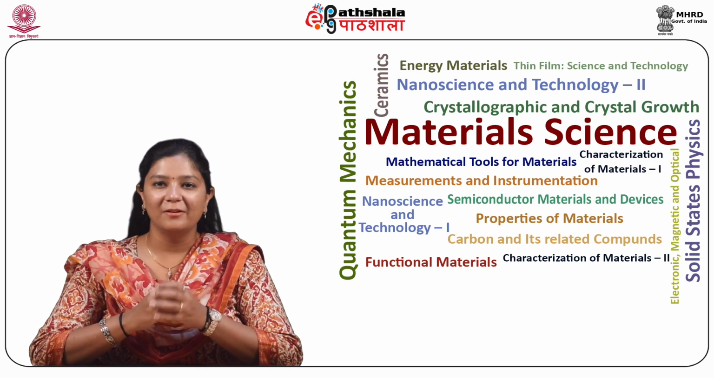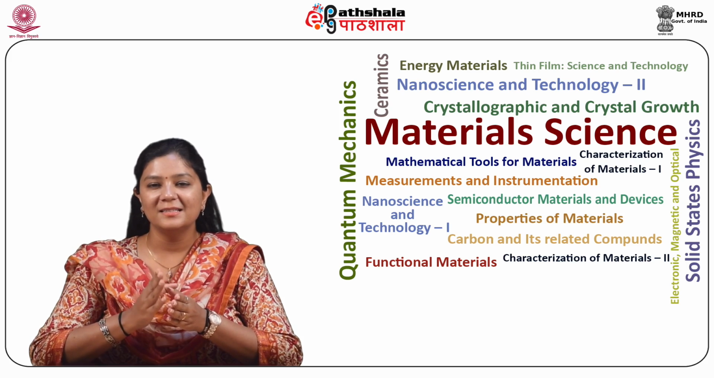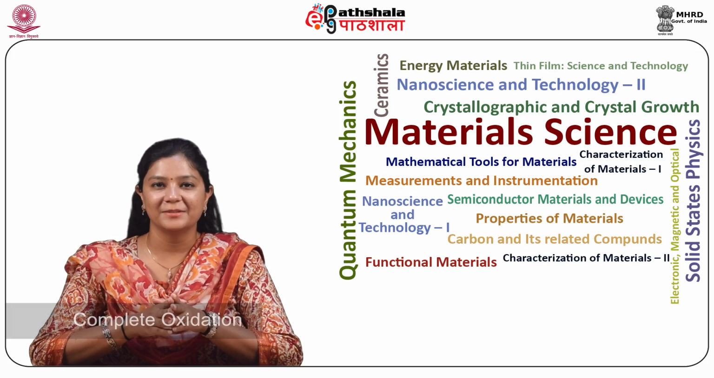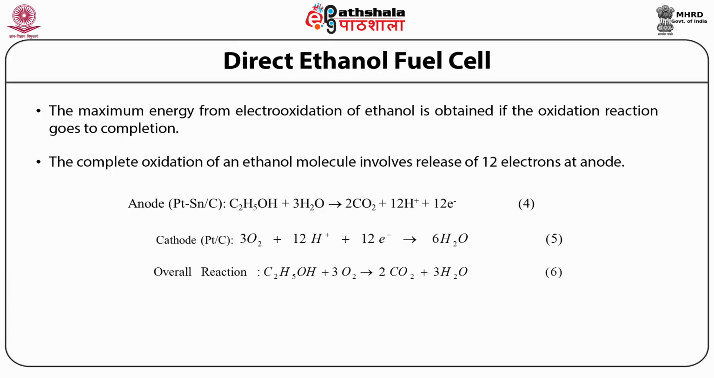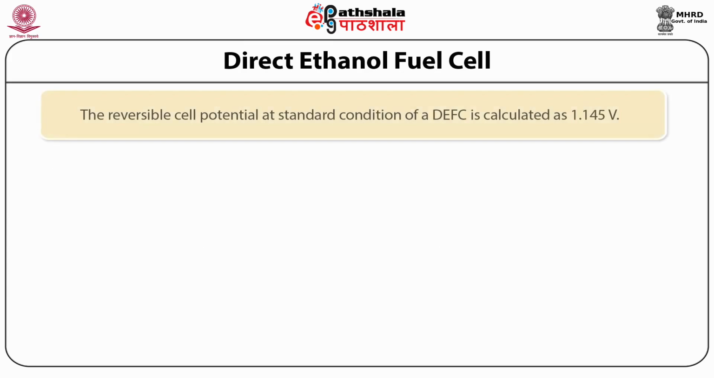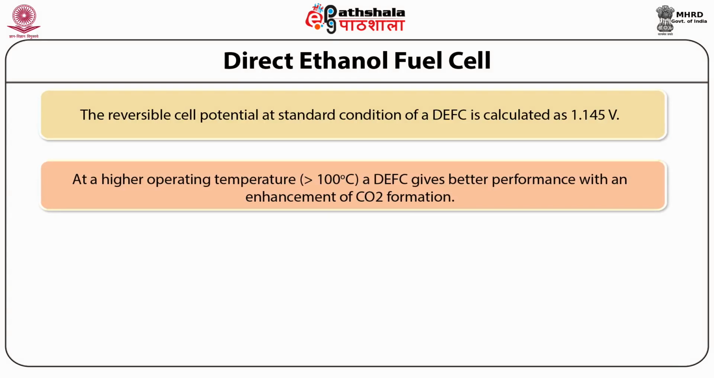The electrooxidation of ethanol is more difficult than that of methanol, since it is necessary to break the C-C bond for the complete oxidation. The maximum energy from electrooxidation of ethanol is obtained if the oxidation reaction goes to completion. The complete oxidation reaction of an ethanol molecule involves release of 12 electrons at the anode. The reversible cell potential at standard condition of a DEFC is calculated as 1.145 volts.